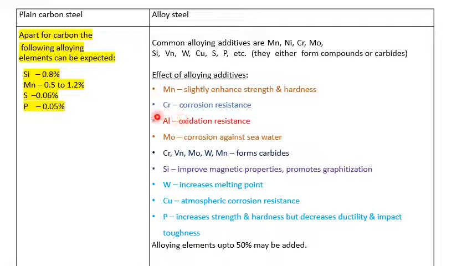So we have aluminum, which is oxidation resistance. Normally we know that whenever we use aluminum or aluminum alloys in a practical application, it is corrosion resistance, free from oxidation. If you want to have that in a steel also, then we can have aluminum or molybdenum, which is corrosion resistance in seawater. So whatever steel we normally use for a marine application, there we look for molybdenum.